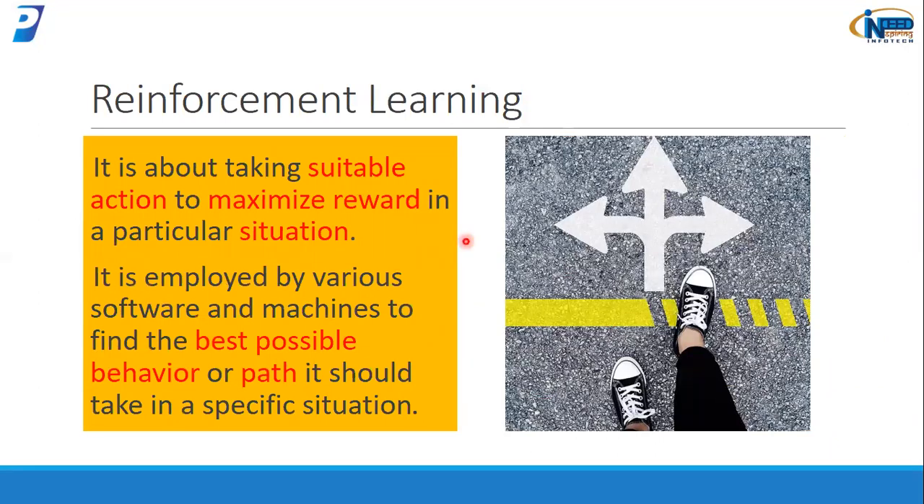Think of a situation where you have to go to a destination, but you have three options in front of you. So, which one do you choose? Obviously, you will choose the one which is most likely to take you to the destination. So, that means that is giving you the most reward. This technique is employed by various softwares and machines to find the best possible behavior or path it should take in a specific situation.